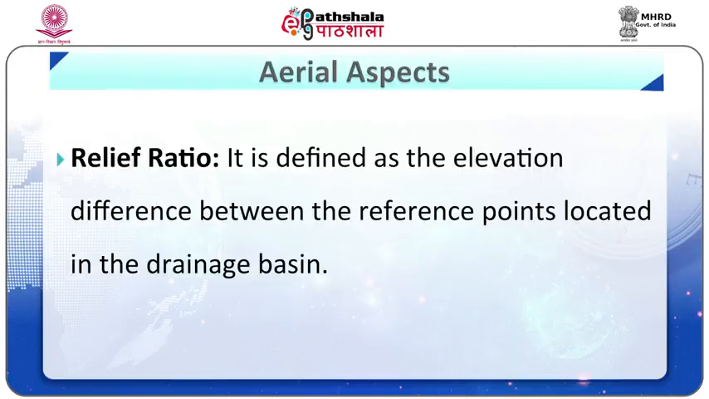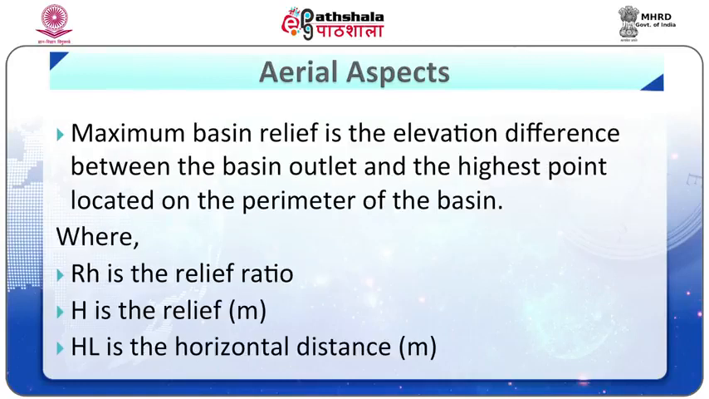Relief aspect, relief ratio. It is defined as the elevation difference between reference points located in the drainage basin. Maximum relief is the elevation difference between the highest point and the lowest point. Maximum basin relief is the elevation difference between the basin outlet and the highest point located on the perimeter of the basin. It is easy to compute minimum and maximum elevation and absolute and relative relief, which in turn give us the relief ratio, which we can see in the given equation.